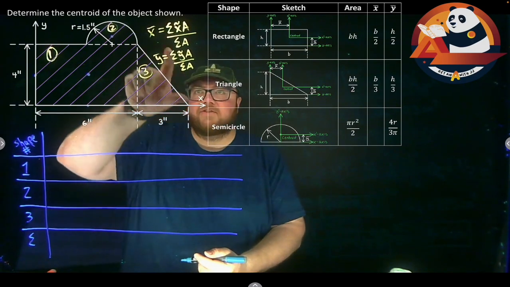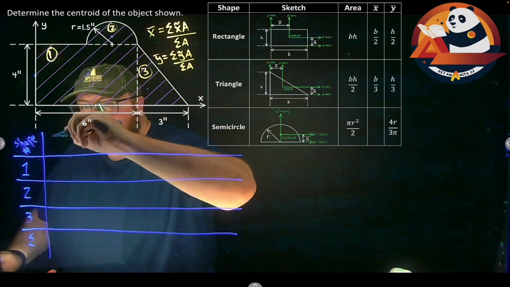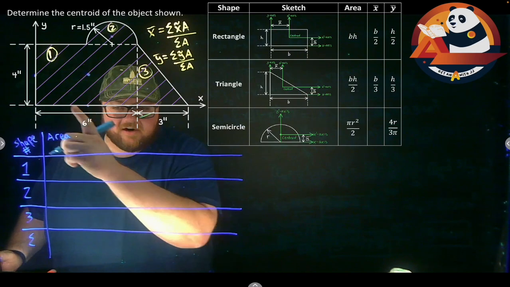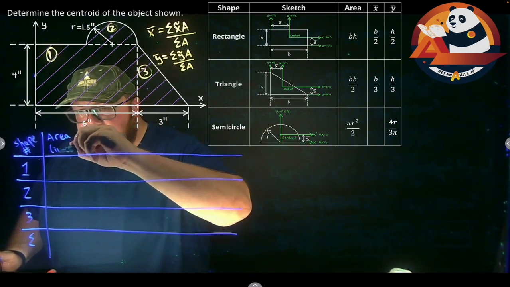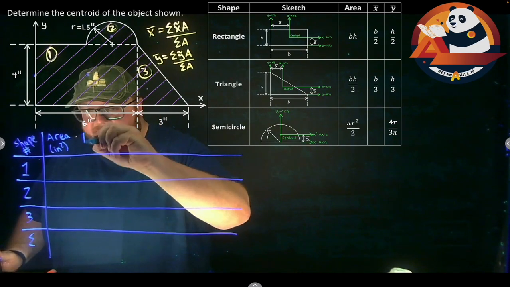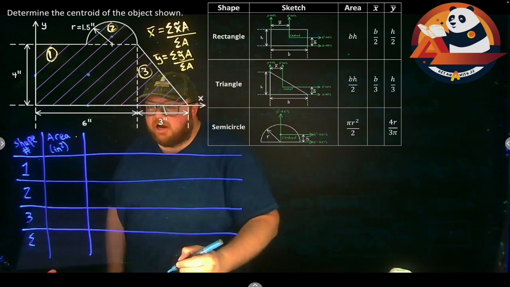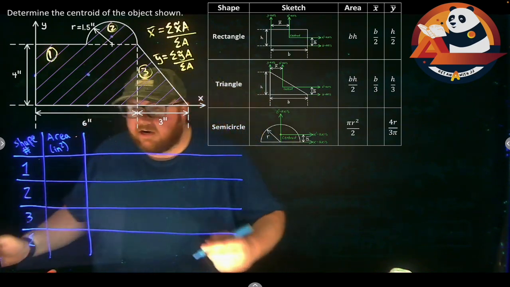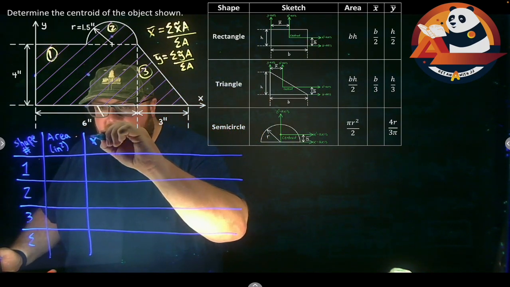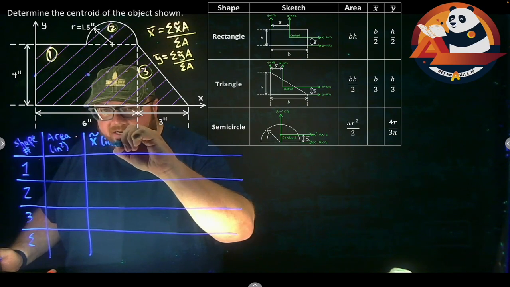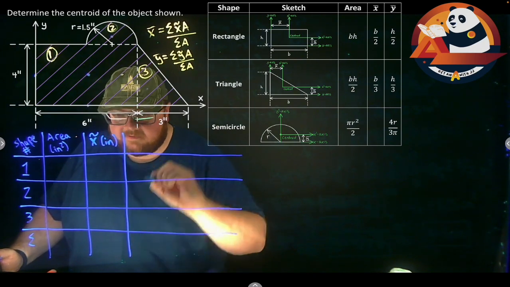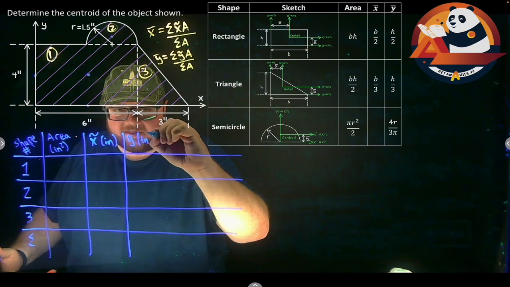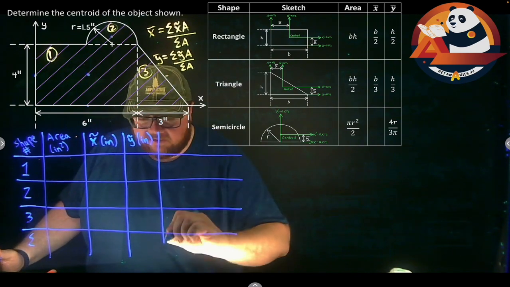I need areas for both of these, so let's make an area column. Area, and our units here are in inches, so our area should be in square inches. That'll be our next column. From there, I need an x tilde and a y tilde column. Let's just put those in. X tilde, that should be in inches. And I need y tilde. Just one column for every variable we're setting up. Y tilde also should be in inches.